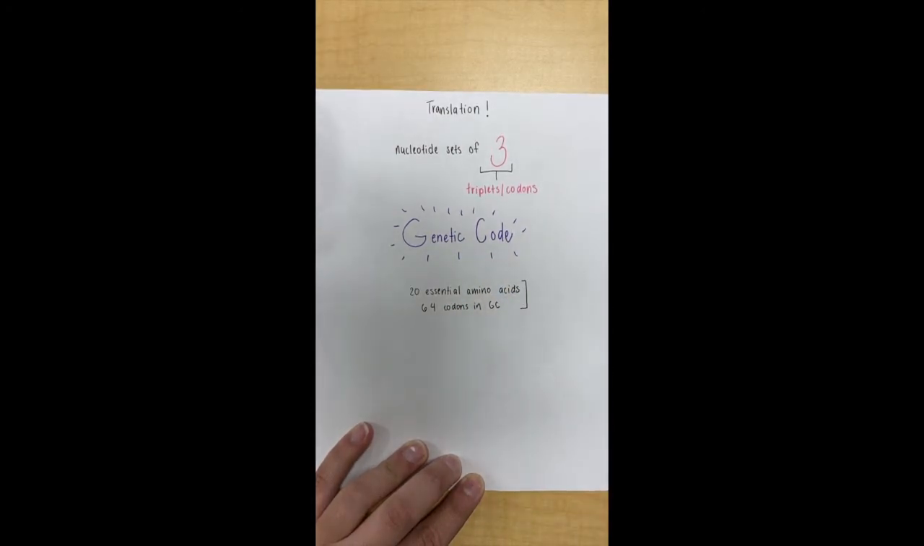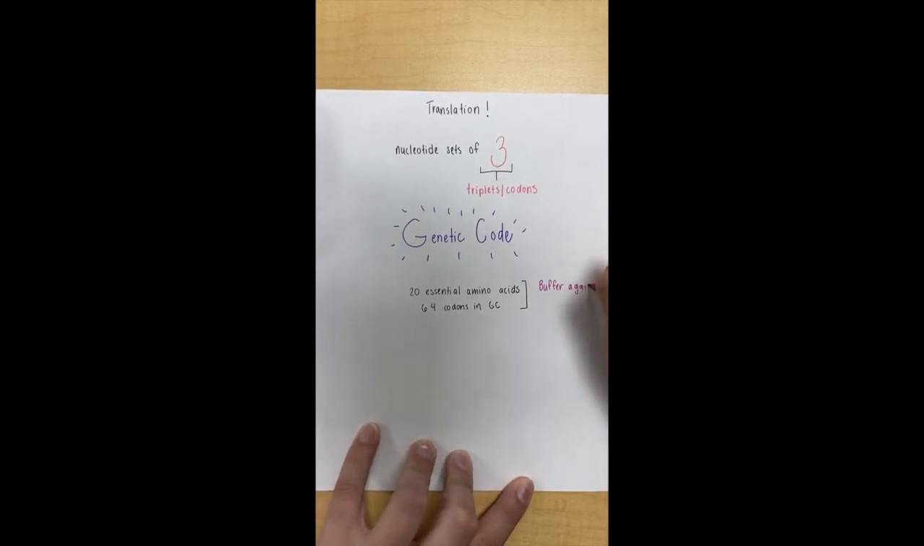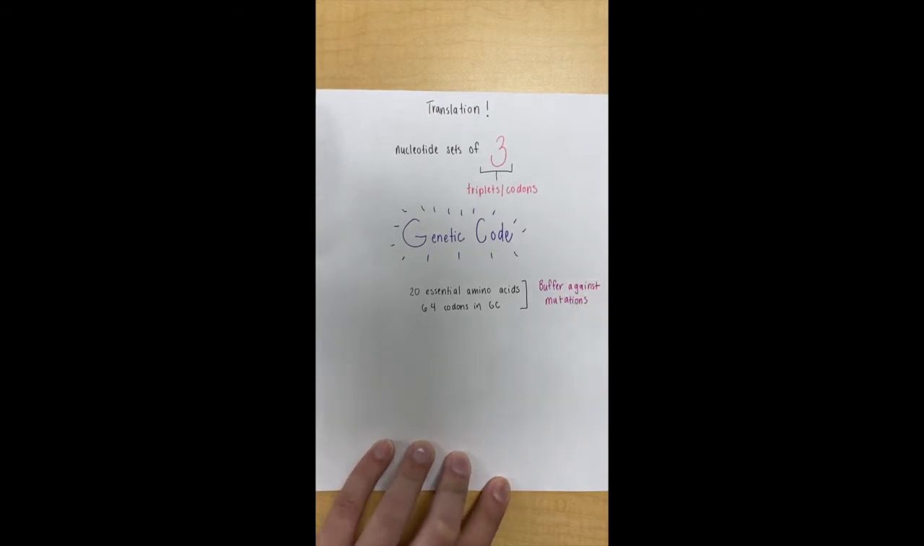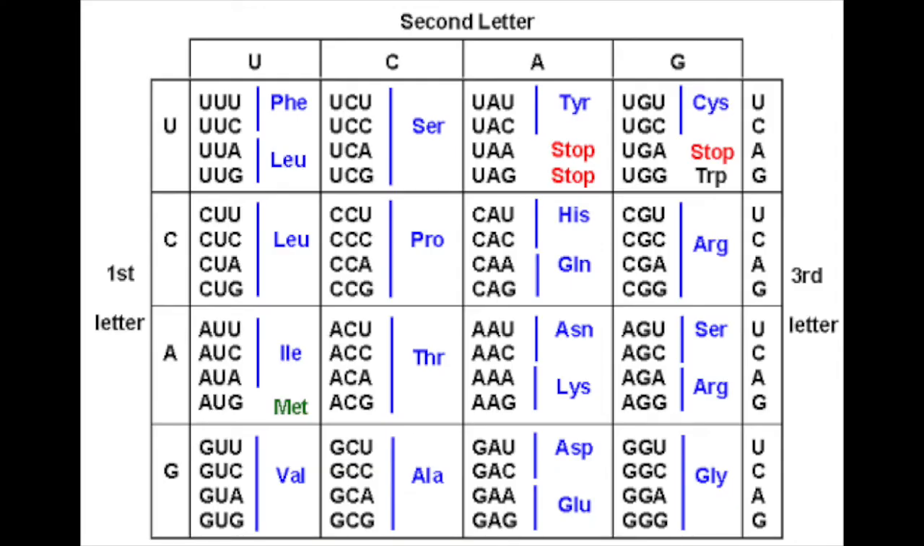This is an important aspect of cellular composition because it allows the cells to have more than one codon represent a single amino acid, and the cell has a buffer against mutations. This is the genetic code showing the different codons for different amino acids.